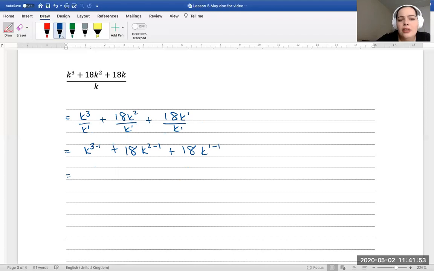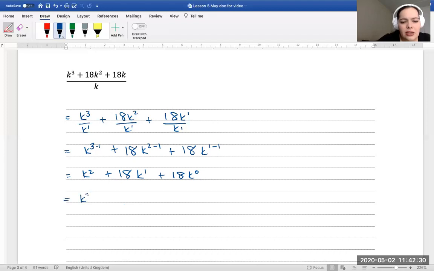Now I'm going to get k to the power of 3 minus 1. Well, 3 minus 1 is 2, so I've got k squared. And then leave this 18 alone since there was no number in the denominator. 2 minus 1 is just 1, so I've got k to the power of 1. And then I've got 18 again. 1 minus 1, well, that's k to the power of 0. Now we could leave it like this, but again, we need to keep asking ourselves, is it as simple as it can be? While we're not talking about like terms here, because that's k squared, that's k to the 1, that's k to the 0, there are some things we can simplify.